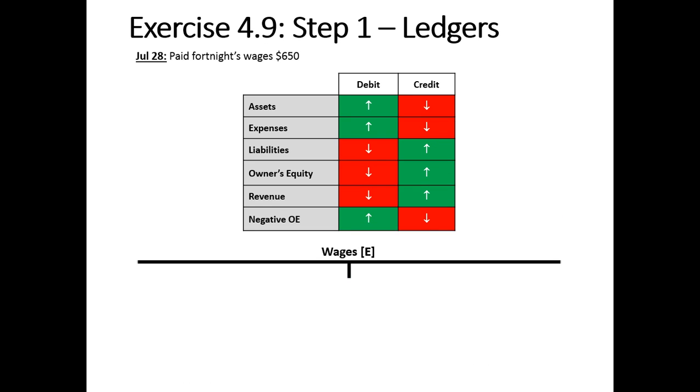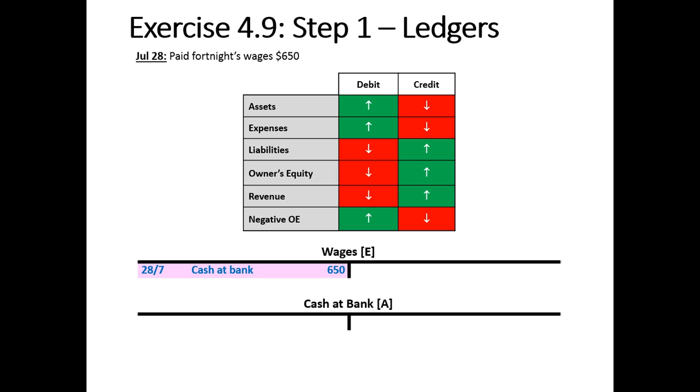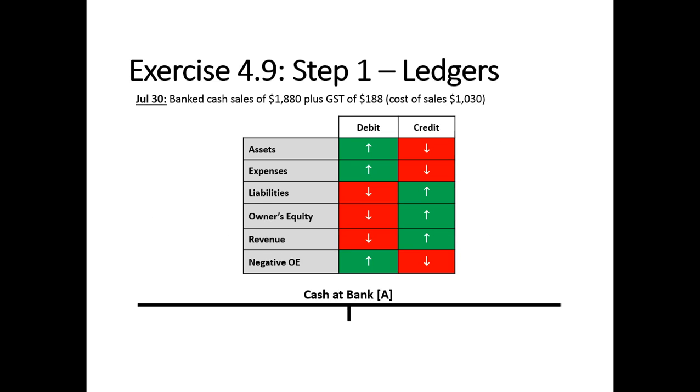We've paid fortnightly wages of $560. Wages are an expense without GST. They will come out of our cash at bank asset, so that'll decrease it on the credit side.